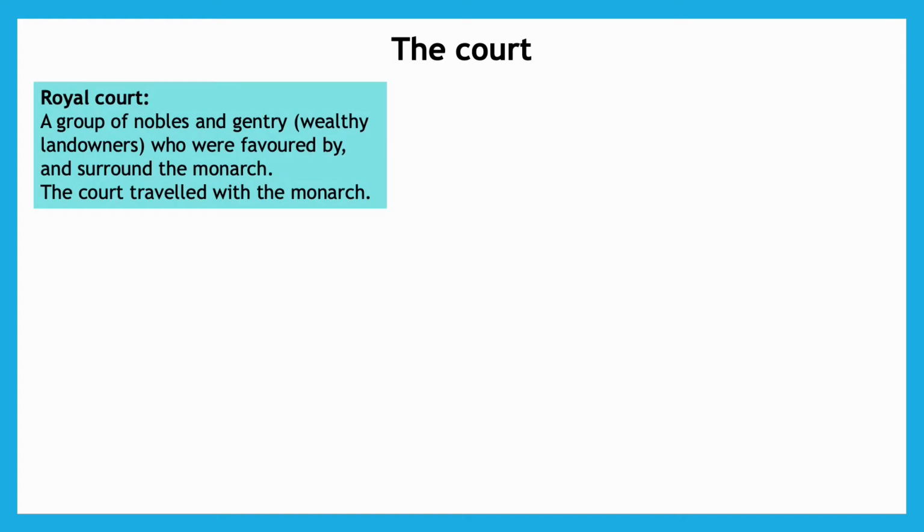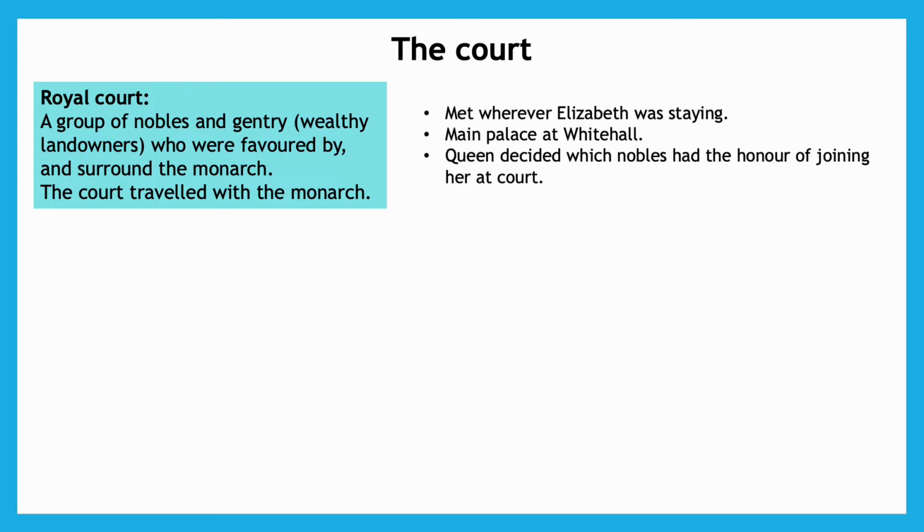Looking at the court then, an important definition of the royal court. The court travelled with the monarch. The court wasn't a place. It was a group of nobles and the gentry, the wealthy landowners, who were favoured by the monarch and surrounded Elizabeth. So they went where Elizabeth went, and they met where she was staying. The main palace was at Whitehall, and she could decide which nobles could join her at court.